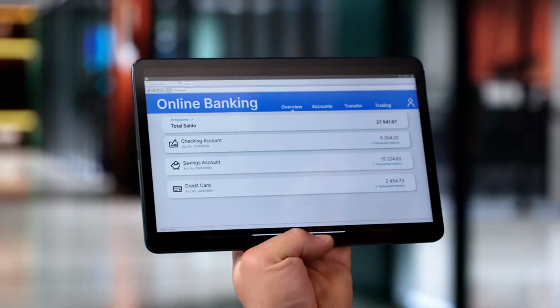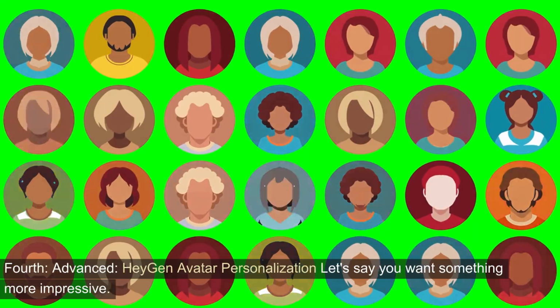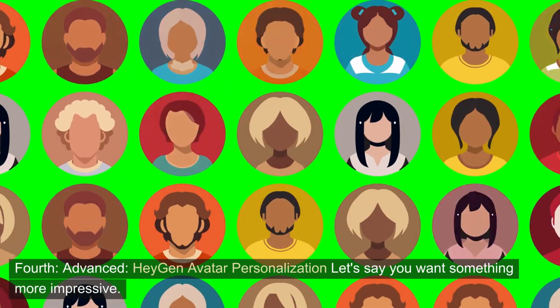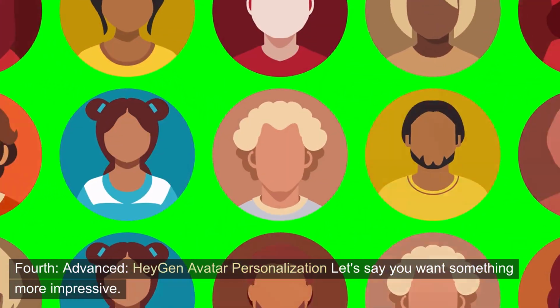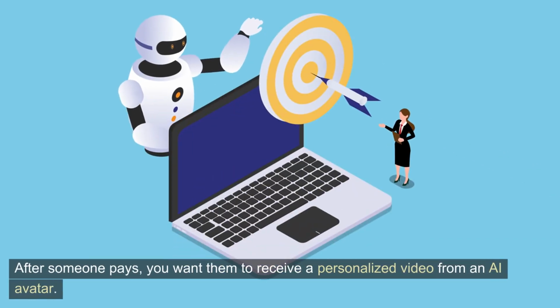Tested. Pay yourself. Watch the workflow trigger. Email arrives. Airtable record created. It works. 4th. Advanced. HeyGen avatar personalization. Let's say you want something more impressive. After someone pays, you want them to receive a personalized video from an AI avatar.